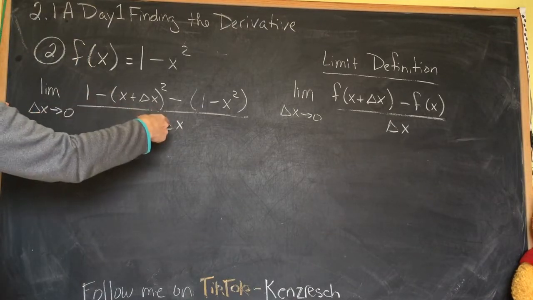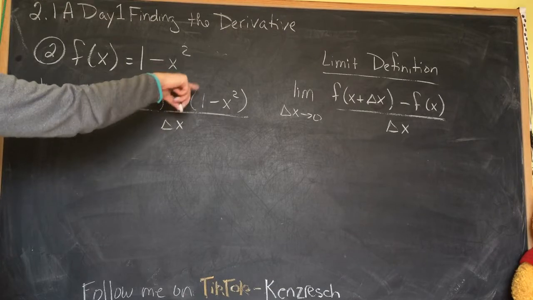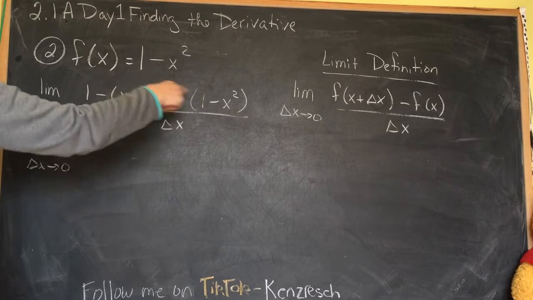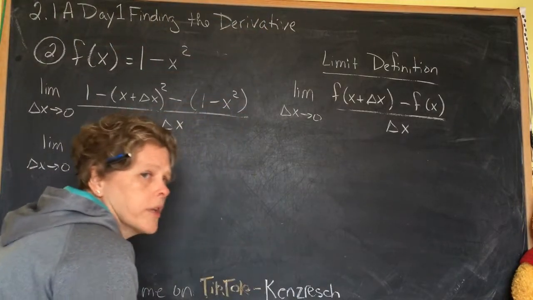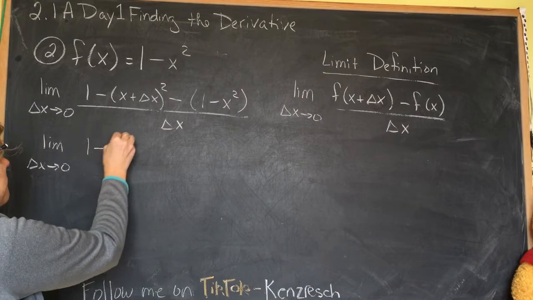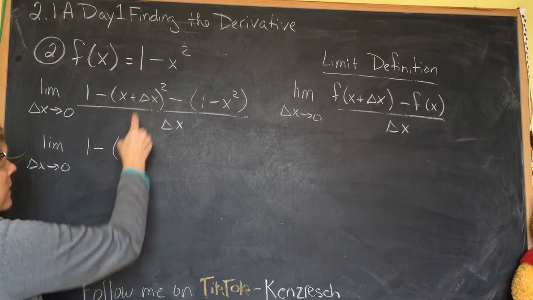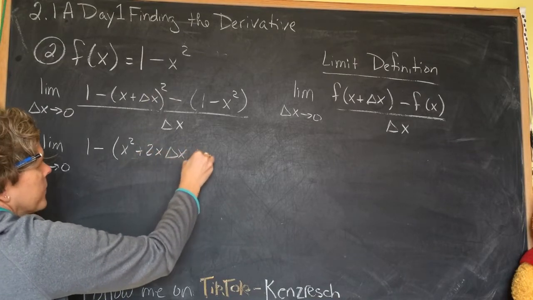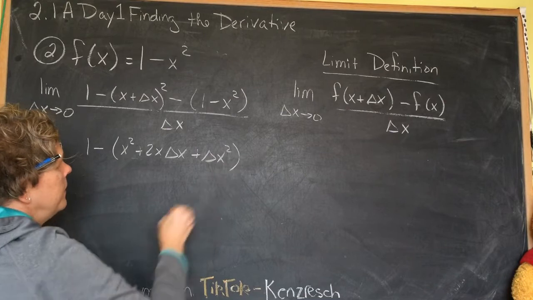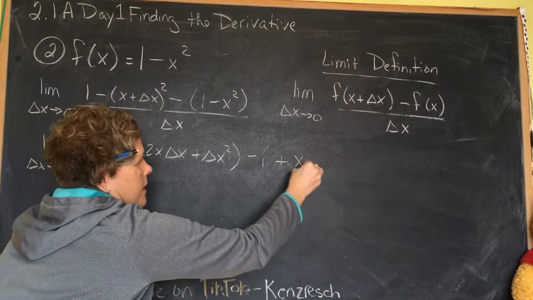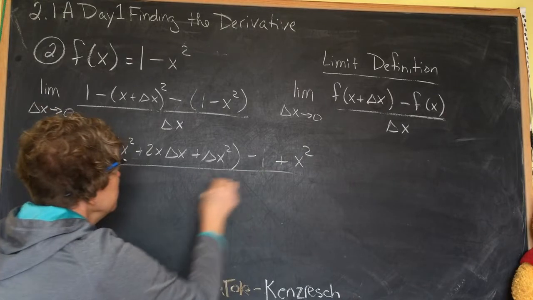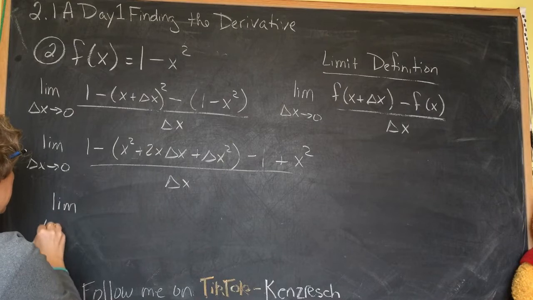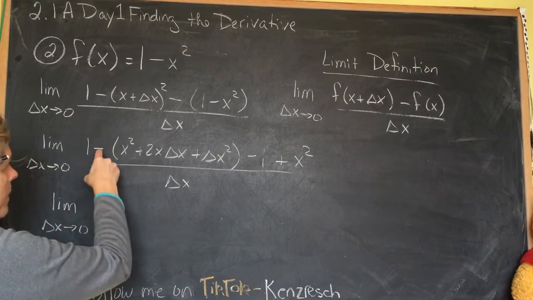All right, if I put in 0, I get 0 in the bottom. So that means I have to play around with it. You're always going to get 0 in the bottom, so we're always going to have to FOIL or distribute. So here, we have to FOIL x plus delta x squared. So that gets me x squared plus 2x delta x plus delta x squared minus 1 plus x squared, all over delta x. I'm going to distribute the negative here.